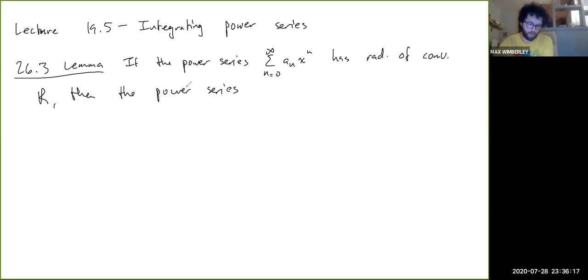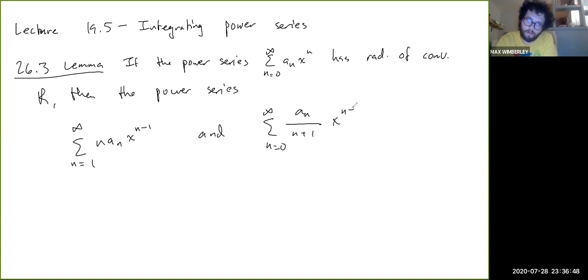this is going to be useful for both what we say about integration and differentiation. So the power series, on the one hand, we'll have the sum from n equals 1 to infinity of n a_n x^(n-1). And on the other hand, we'll have the series from n equals 0 to infinity of a_n over (n+1) x^(n+1). These two series also have radius of convergence R.